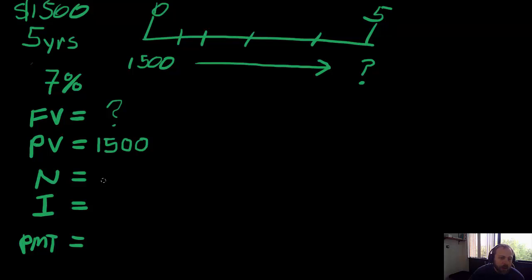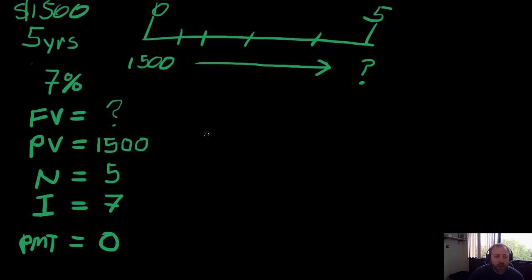Then we look at the total number of periods. We start at 0, and we have 5 years. In this case, we're compounding annually, so 5 is N. I is easy, it is 7%. So we put a little 7 there. And my payments are 0. Again, this is a lump sum value problem, so there's no additional work here.